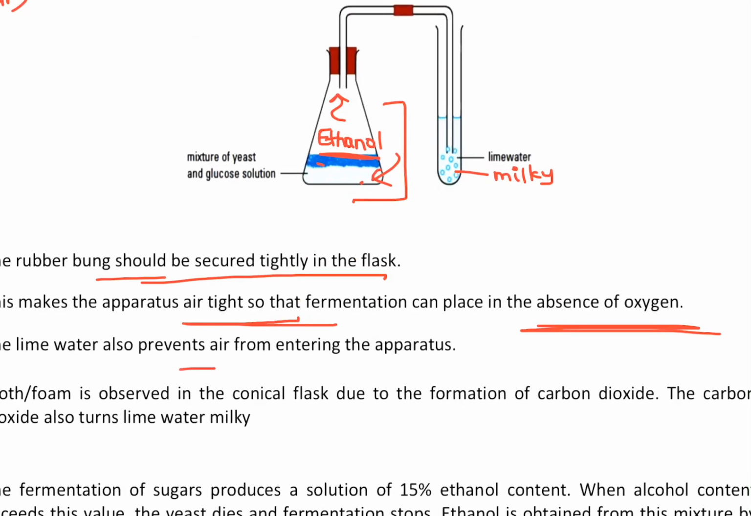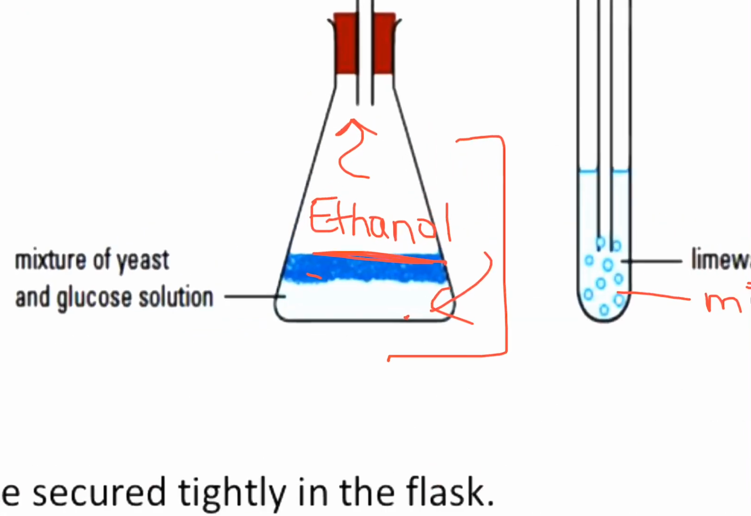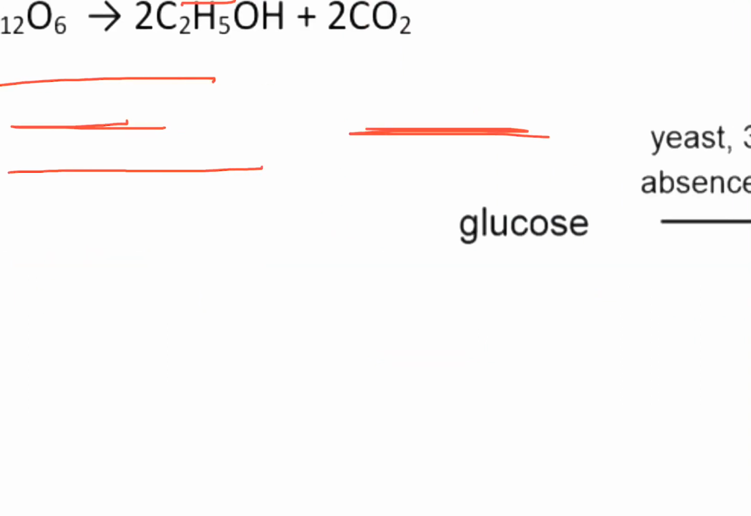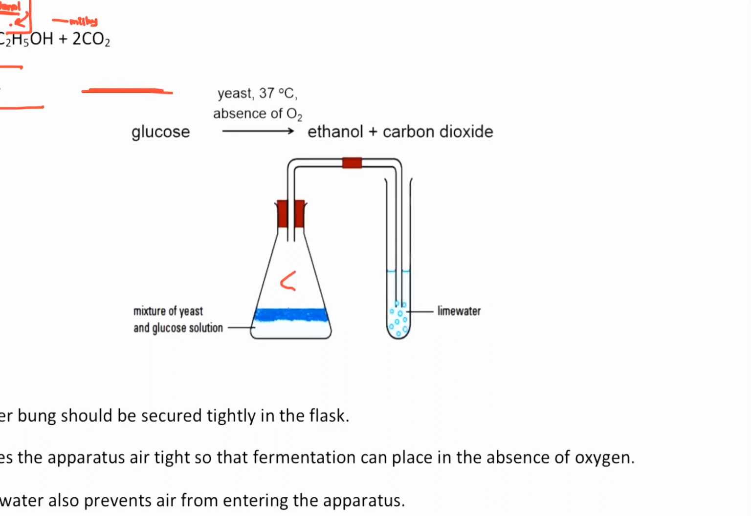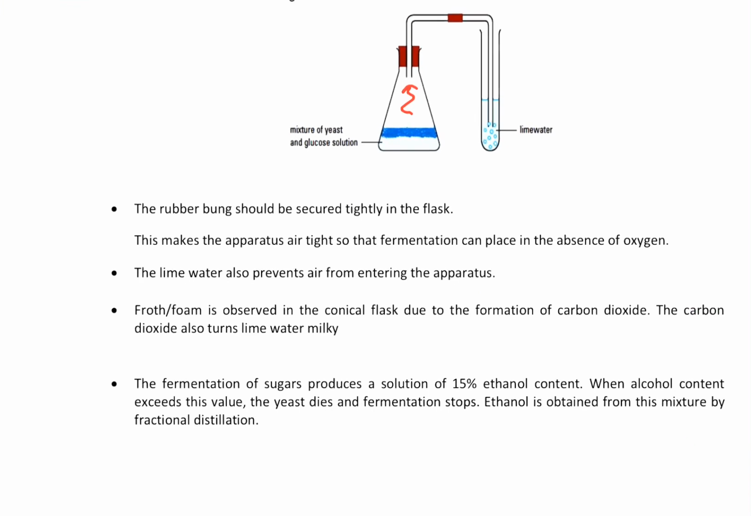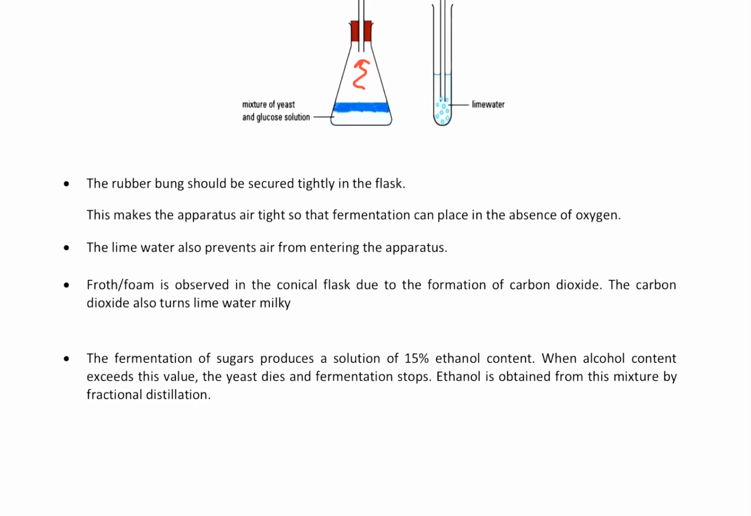Lime water also prevents air from entering the apparatus because you have a gas that is produced. You need to allow the gas to escape, because otherwise the apparatus can crack or cause the rubber band to come off. So the gas is escaping, but there is no air getting in. It ensures that gas is flowing in only one direction. Foam or froth is observed due to the formation of carbon dioxide, and the carbon dioxide turns the lime water milky.